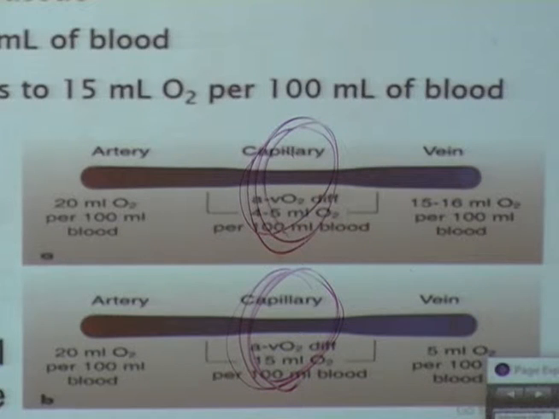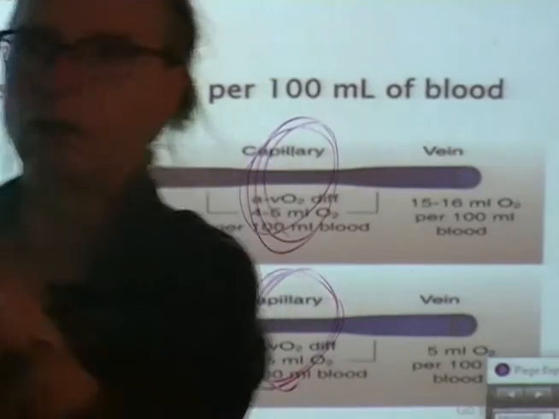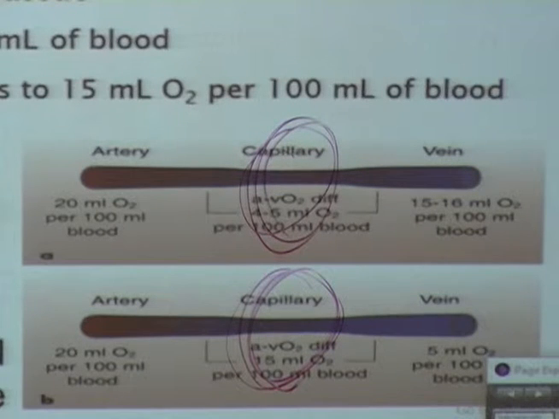Usually when we look at AVO2 difference, we tend to consider the body as a whole. You have to have very sophisticated equipment to measure it. You have to have even more sophisticated equipment to measure a particular muscle. So typically when you're reading about it, they're talking about all your muscles.